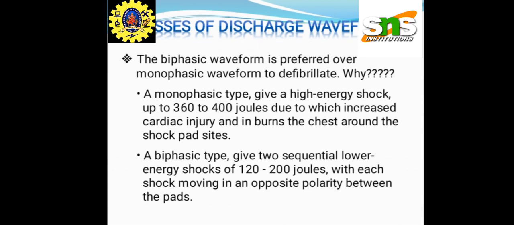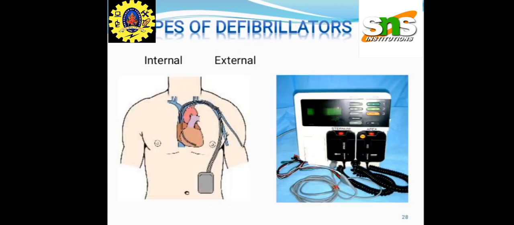Why? A monophasic type gives a high energy shock of up to 360 to 400 joules, due to which there is increased cardiac injury and it burns the chest around the shock pad sites. A biphasic type gives two sequential lower energy shocks of 120 to 200 joules, with each shock moving in the opposite polarity between the pads.